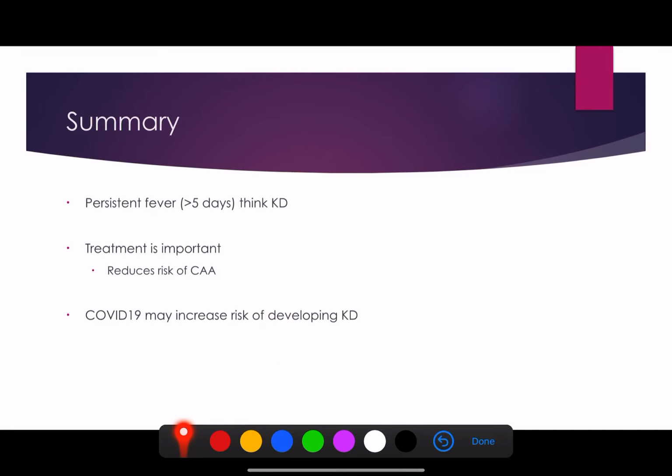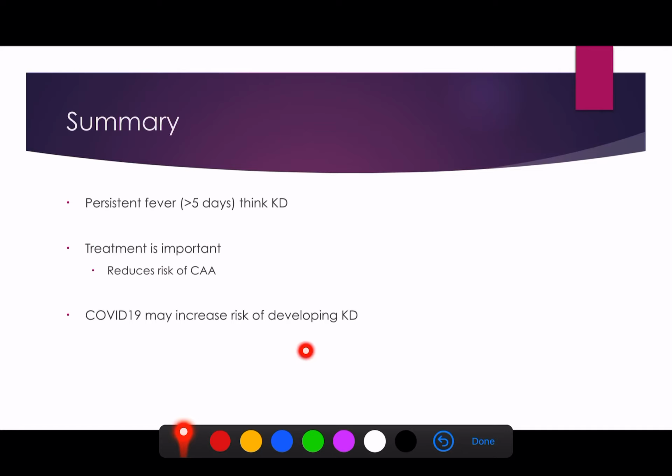So in summary, if you've got a child who comes in with a persistent fever of more than 5 days, think about Kawasaki disease. When you see these patients, they're pretty stereotypical. They look unwell, they've got that red cracked lips, they've got the erythematous hands and feet. They may not have all of those features, but often they look just really sick and you can't find an effective precipitant for them. Treatment is really important. That's why it's important to make this diagnosis, because a combination of IVIG and aspirin really does reduce the risk of developing coronary artery aneurysms.